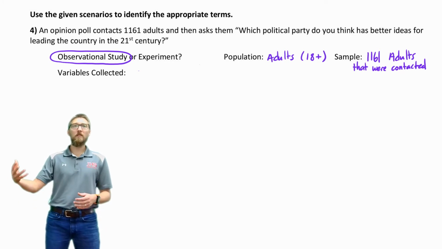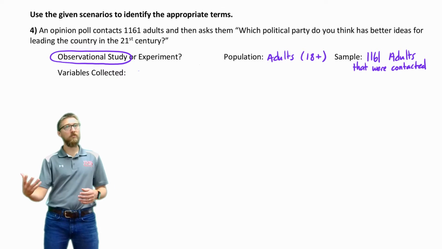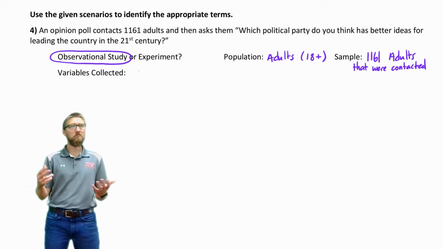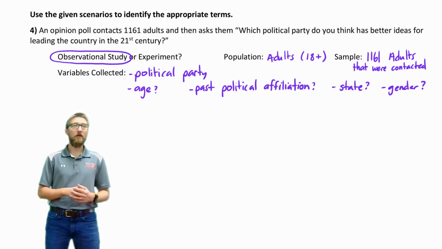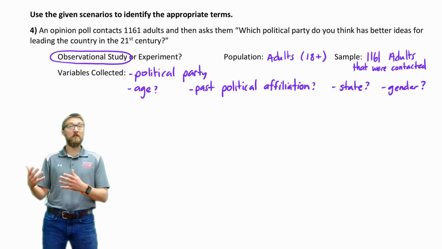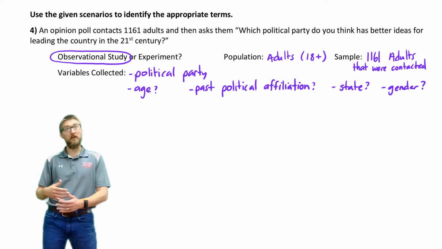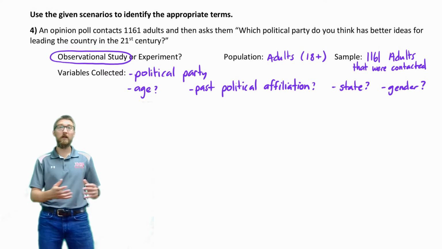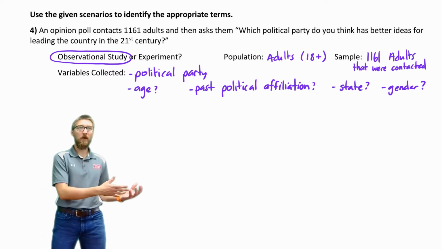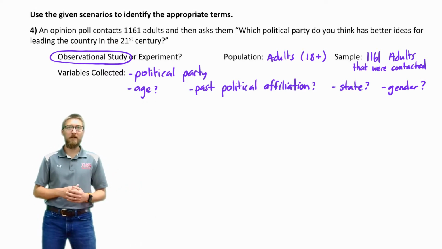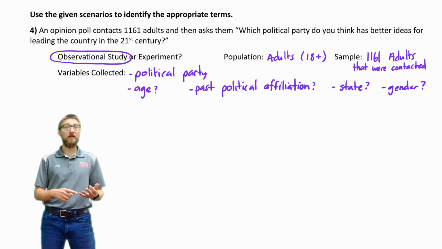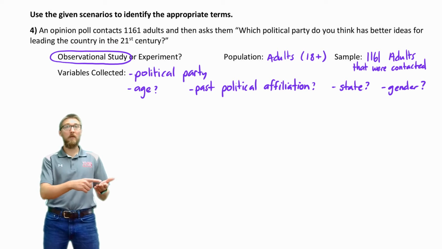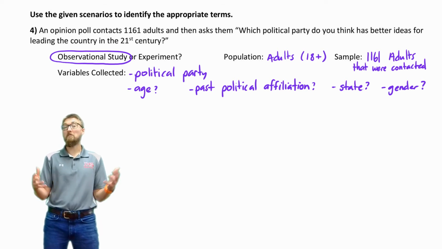Here's some of the variables that they might have collected. When they're asking them this question, what were they writing down? Obviously, the political party that they answered with, that would be categorical. You could maybe say that they recorded their age. Maybe older people answered a certain way versus younger people answered a different way. And so age would be quantitative. Past political affiliation, the state that they're in, their gender, job, how much money they make, all of those things maybe were recorded.